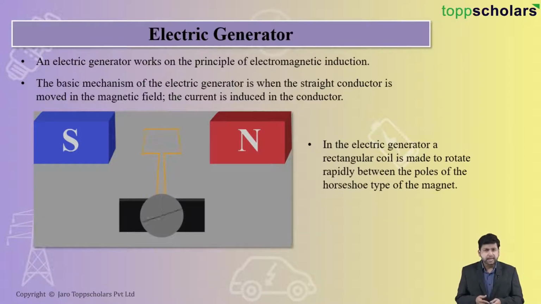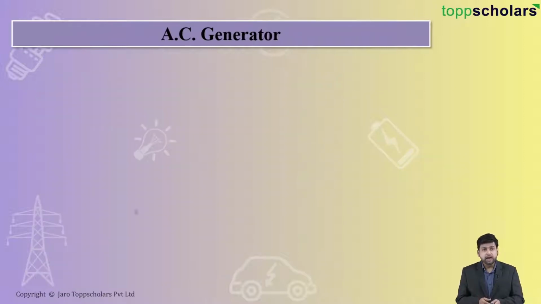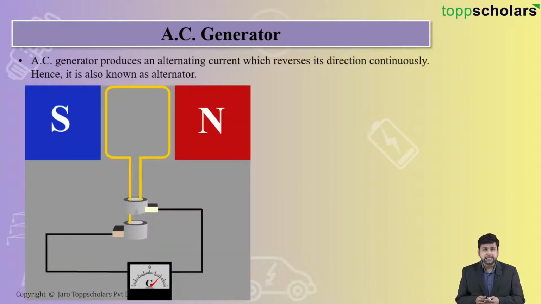Now, exactly what happens is that the rotation of that rectangular coil cuts the magnetic field between the two poles, and thus a current is produced. So this rectangular coil cuts the magnetic field and this is how the electric current is produced. Now imagine this rectangular coil kept between a horseshoe magnet, a north pole and a south pole. So let's see the important components of an AC generator.